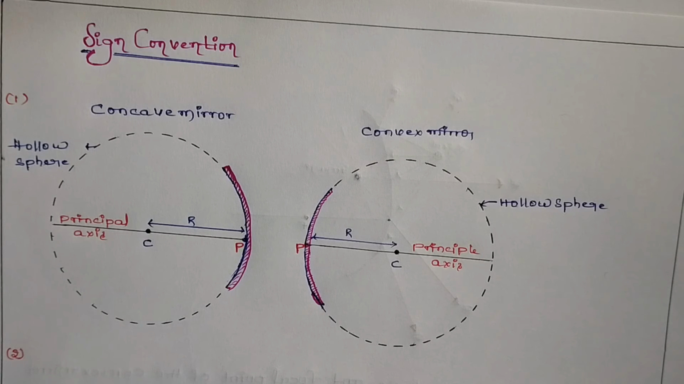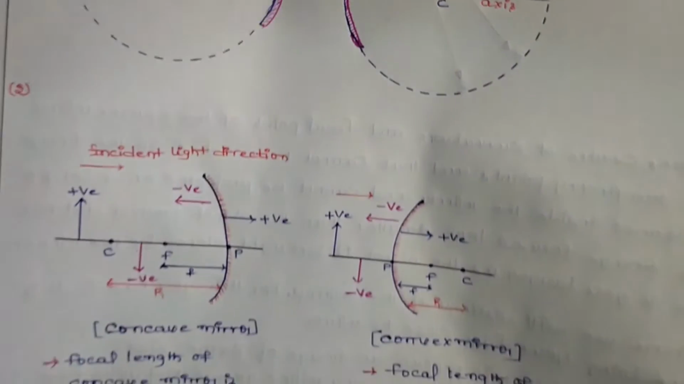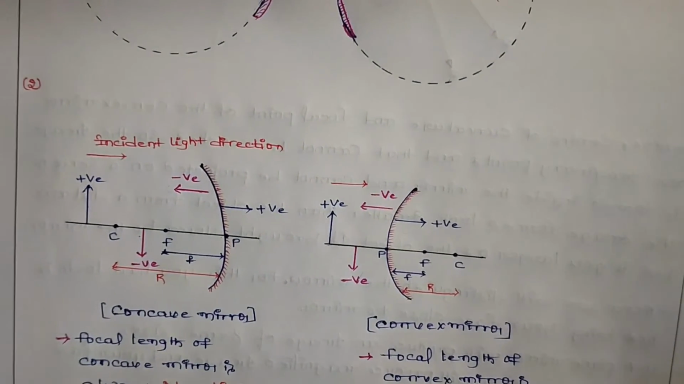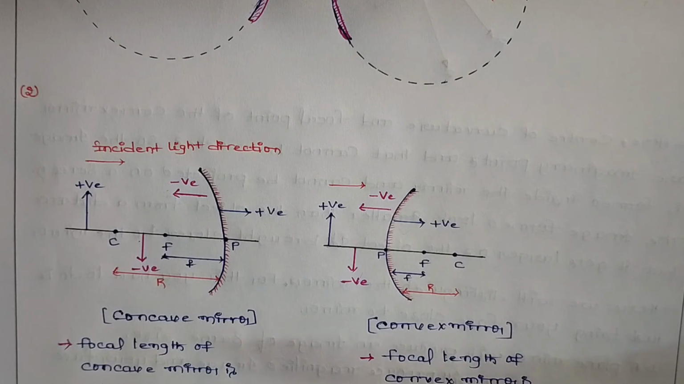Let us discuss them one by one. First rule: all distances should be measured from the pole. In part 1 and part 2 of the mirror equation, we discussed the pole, center of curvature, radius of curvature, focal point and focal length.